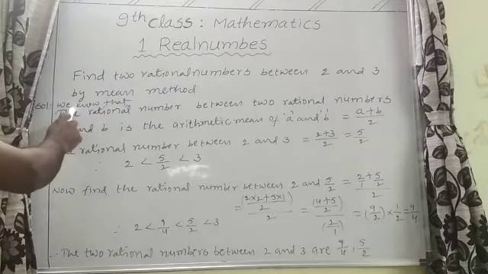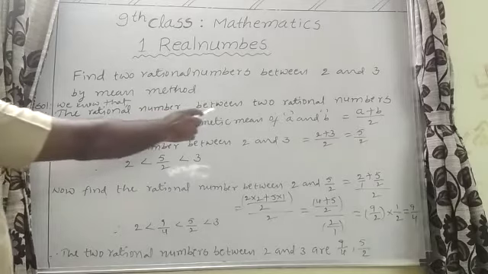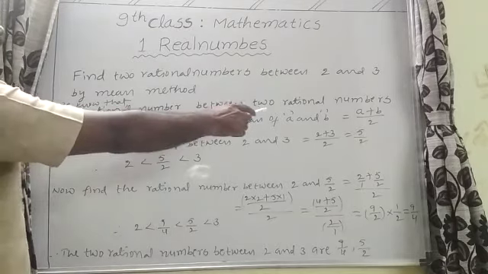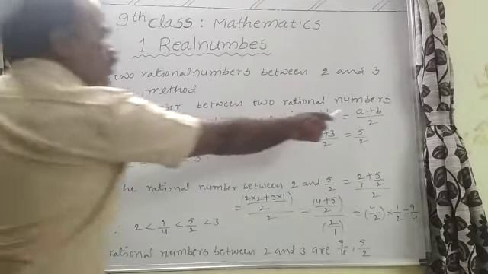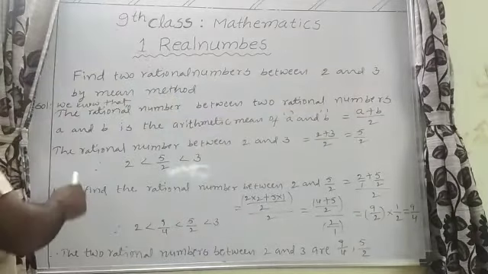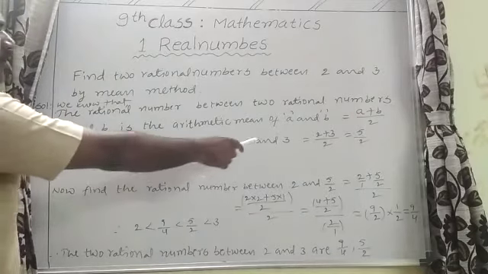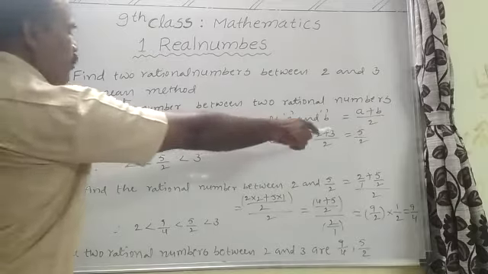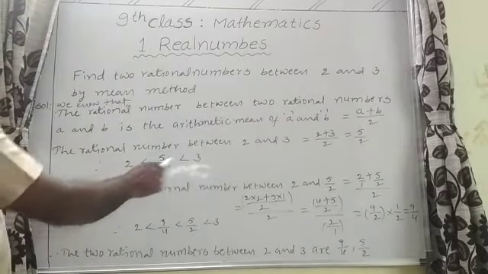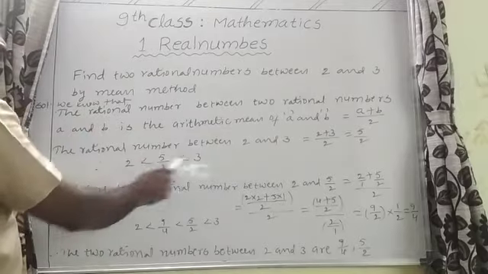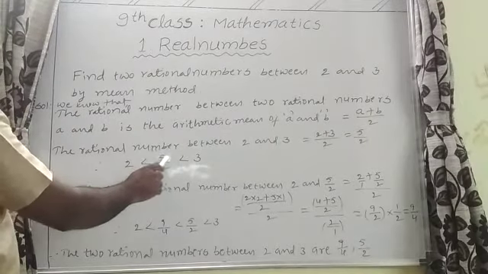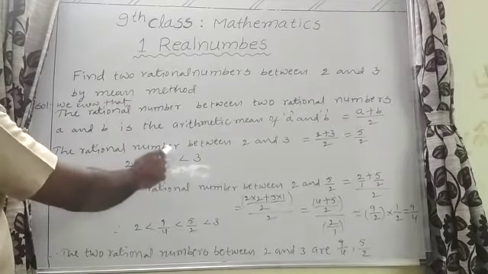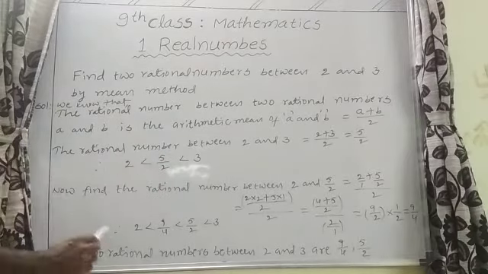Solution: we know that the rational number between two rational numbers a and b is the arithmetic mean of a and b, that is equal to (a plus b) by 2. The rational number between 2 and 3 is (2 plus 3) by 2, that is equal to 5 by 2. This rational number lies between 2 and 3: 2 is less than 5 by 2, which is less than 3. This is the first rational number between 2 and 3.